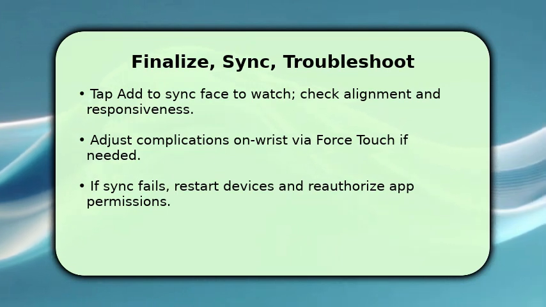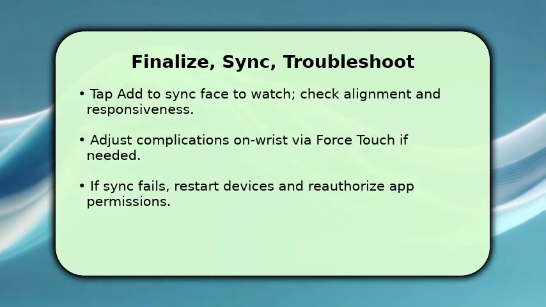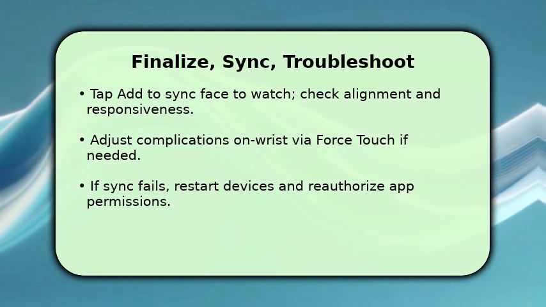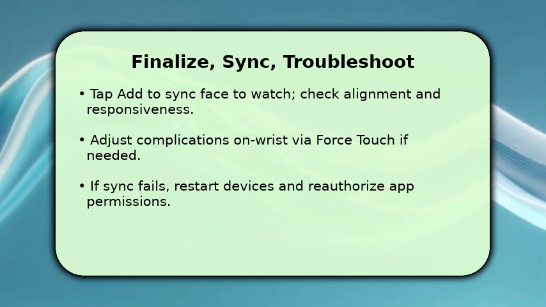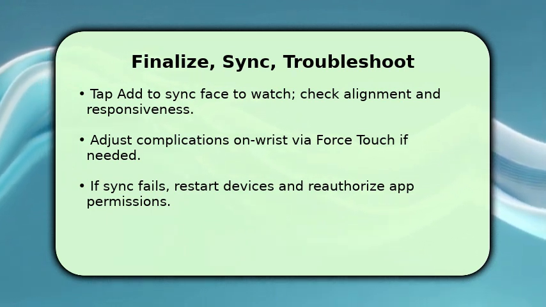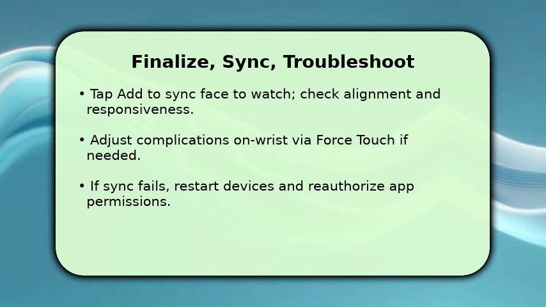Then check how complications align and whether animations are smooth on wrist. If something looks off, make small edits back in the Watch app and resync. You can also change complications directly on the watch by pressing and holding a face.